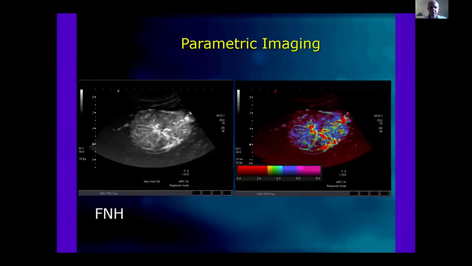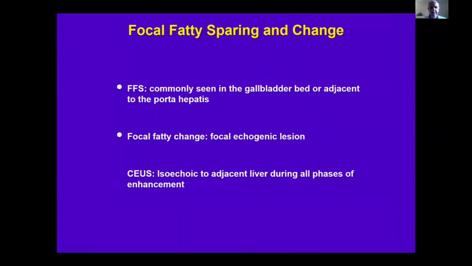You can also do this by parametric means by looking at the arrival time of contrast. And you can see here the time of arrival at 2 seconds to 8 seconds, and the central spoke wheel enhancement is early arriving at the liver lesion and then spreads out into this classic spoke wheel pattern. So that's quite a nice depiction of the spoke wheel there.